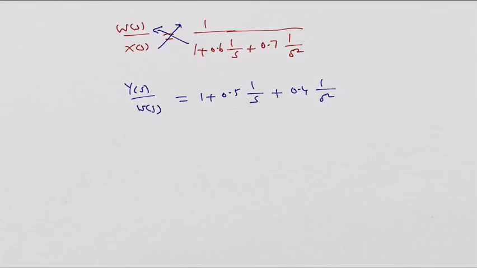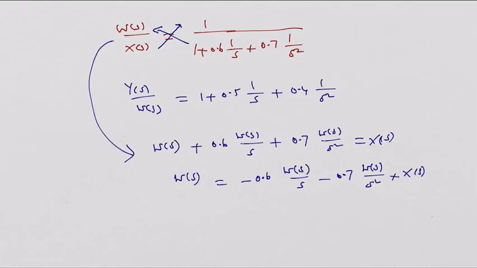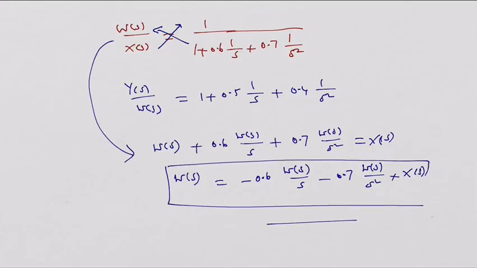So if you ask me to do that, I'll write it like W(s) plus 0.6 times W(s) by s plus 0.7 times W(s) by s squared is equal to X(s), cross multiplied. And if you keep only W(s) on one side, the remaining terms all taken to the other side, this will become minus 0.6 times W(s) by s minus 0.7 times W(s) by s squared plus X(s), right? So this is the equation to be realized, assuming that W(s) is an output term, whereas X(s) is the input.